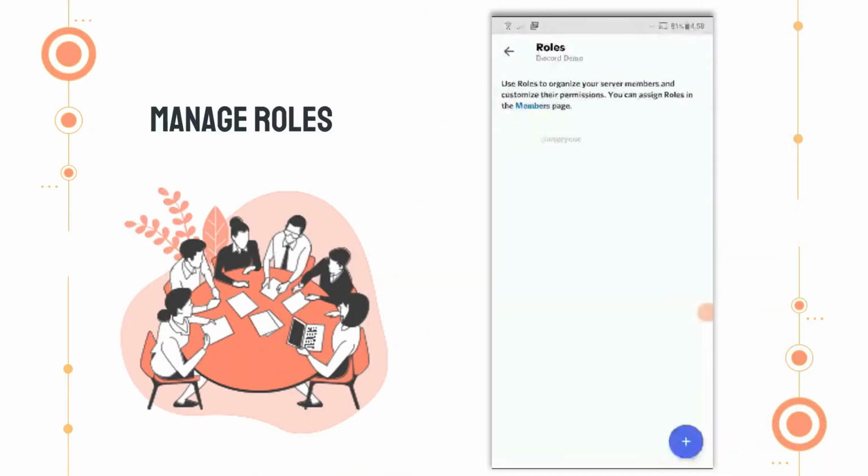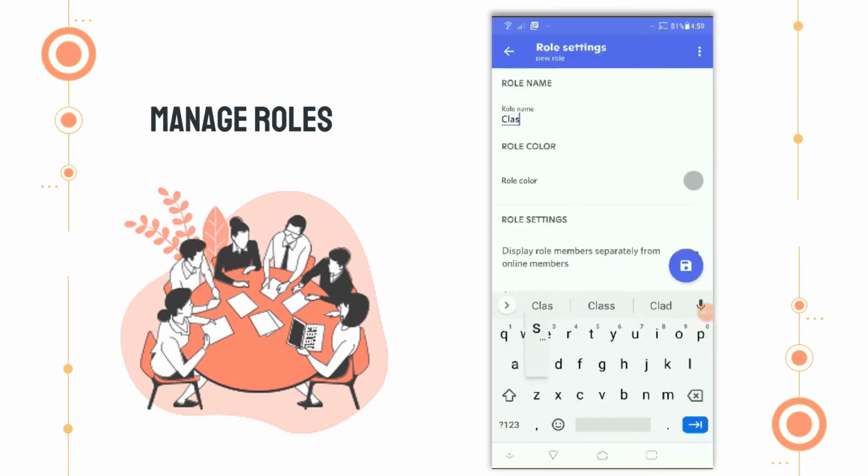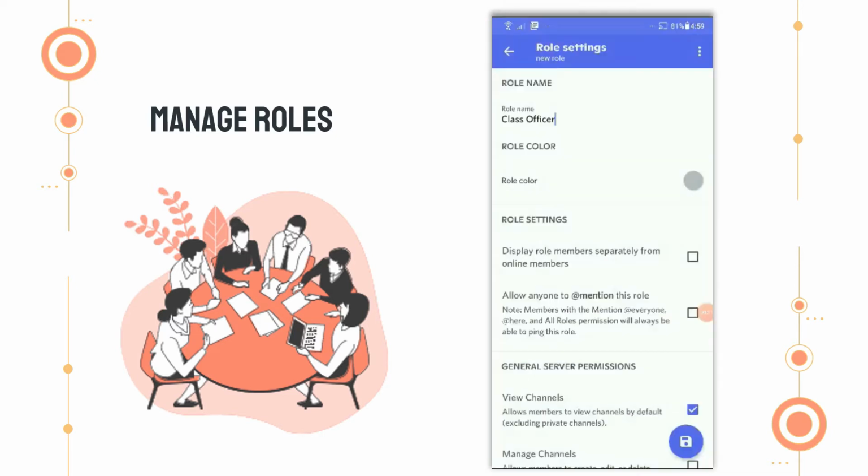Let's try by creating a role. Tap the plus button below. Let's name this Class Officer. We can assign a specific color to highlight this role. Then, we can now change the permissions. What can this type of role be allowed to do on the server?